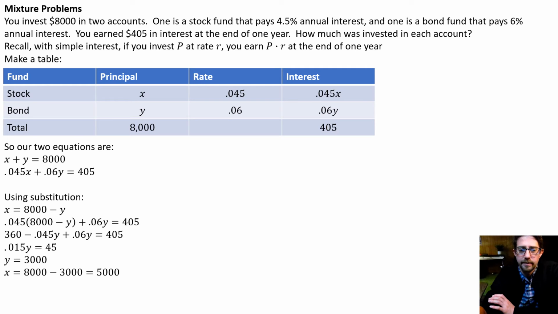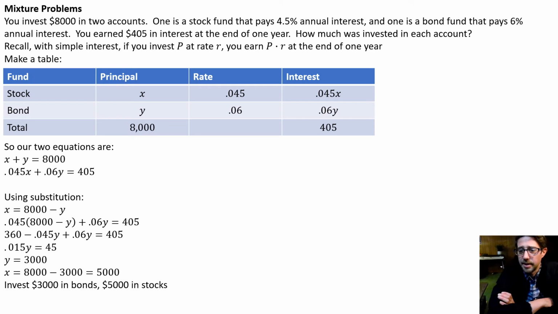Like that. So at the end of the day, I always like to see some units, and sometimes I like to see a complete sentence for your answer. That just forces you to remember which one was x and which one was y. So you invested 3,000 in, nope, I'm not backwards. Y is bonds. So you did 3,000 in bonds and 5,000 in stocks for whatever reason.